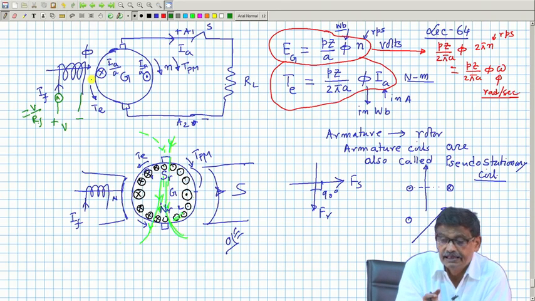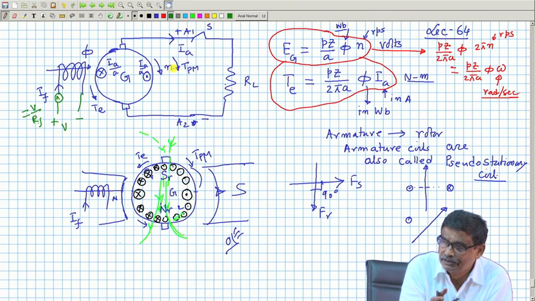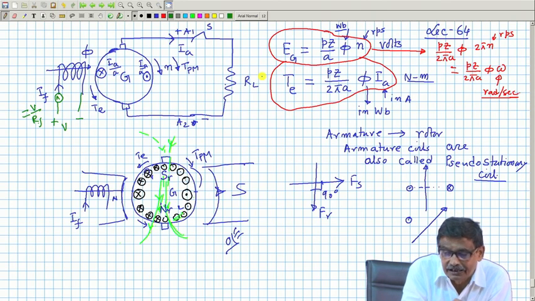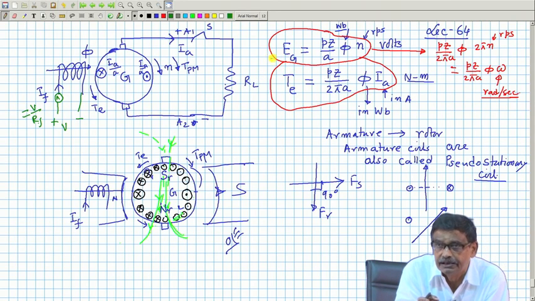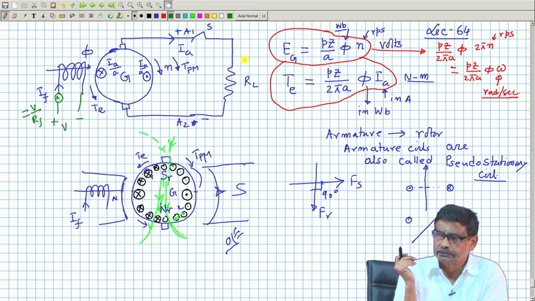Main power is handled by the armature circuit. It is the prime mover which gives power to this armature, and that power is translated here. In no way through the field circuit does power come into the armature circuit. It is not possible, because they are at quadrature.